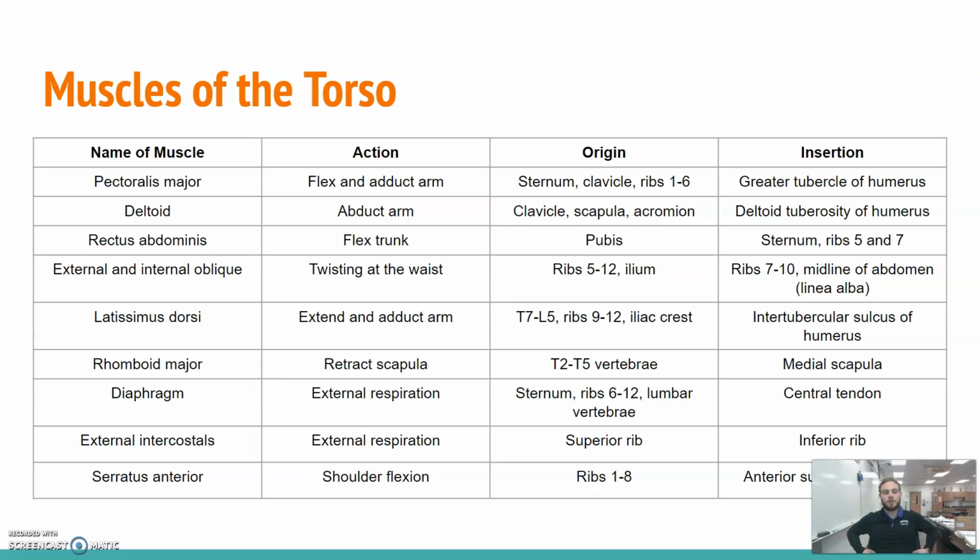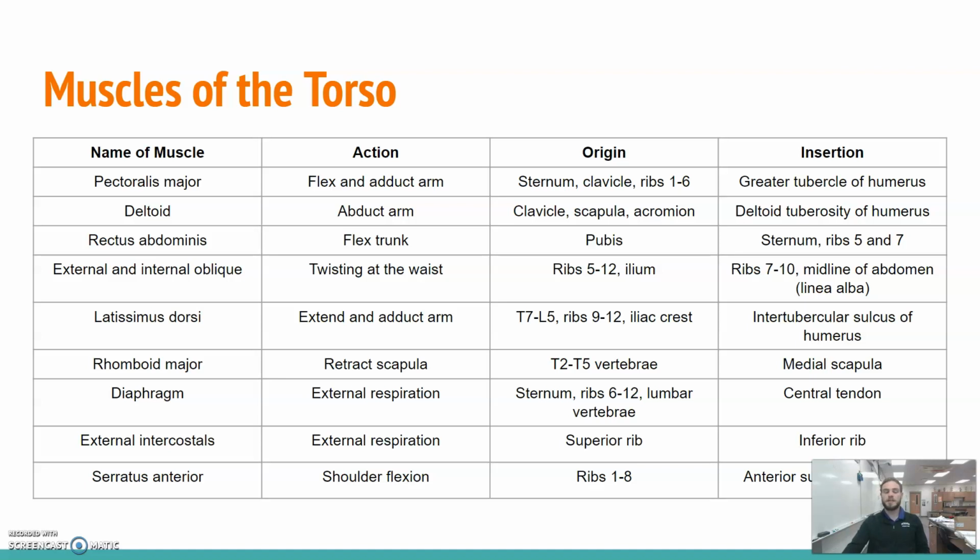Your external and internal obliques are going to be used for twisting at the waist. They do run perpendicular. The external layer is on top, the internal layer is underneath. That's why they have their names. They're going to originate on ribs 5 through 12, as well as on the ilium. Remember, you have that iliac crest that you can feel on your hips. And they're going to insert on ribs 7 through 10, as well as the midline of the abdomen, that linea alba. When you think of the six-pack, it's the vertical line going down the middle, separating the 3 on the right and the 3 on the left, is kind of where that linea alba is going to sit.